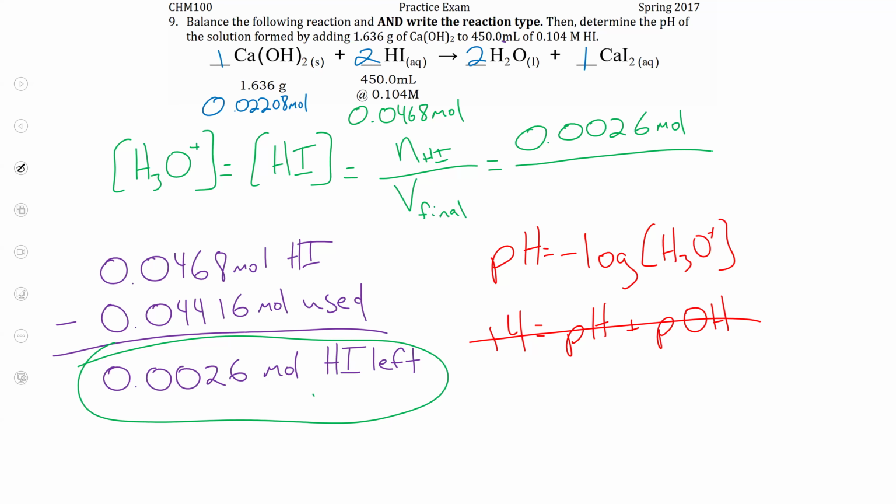And our final volume is the same as our initial volume. We didn't mix 2 solutions together, we just dumped a handful of solid into our solution. We just need it in liters, so it's 0.450. So that means our concentration is 0.0058 moles per liter.